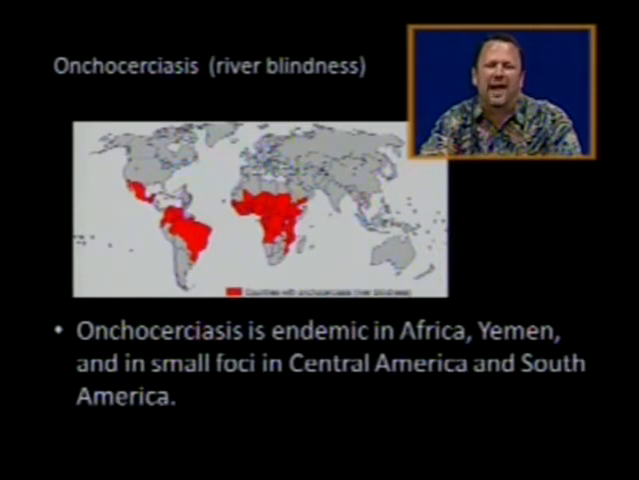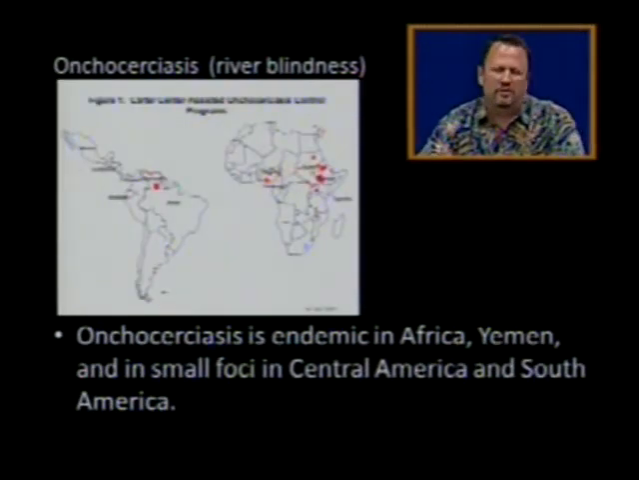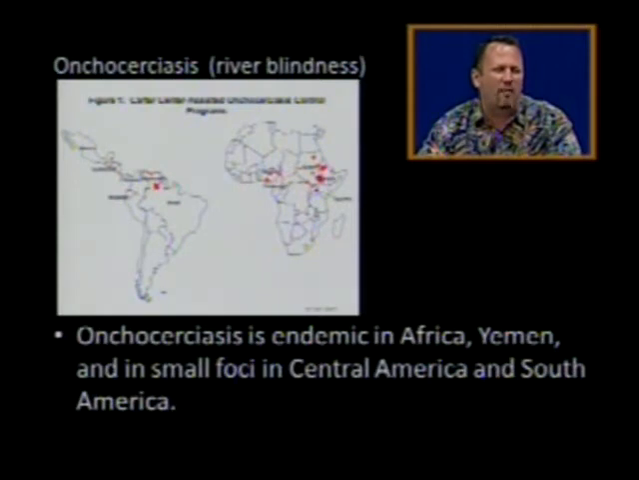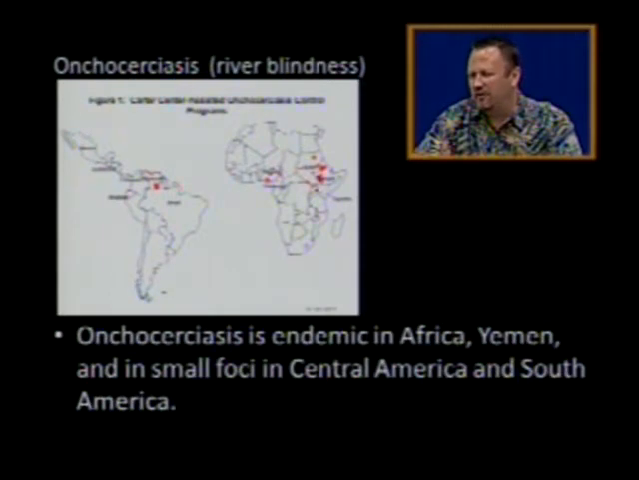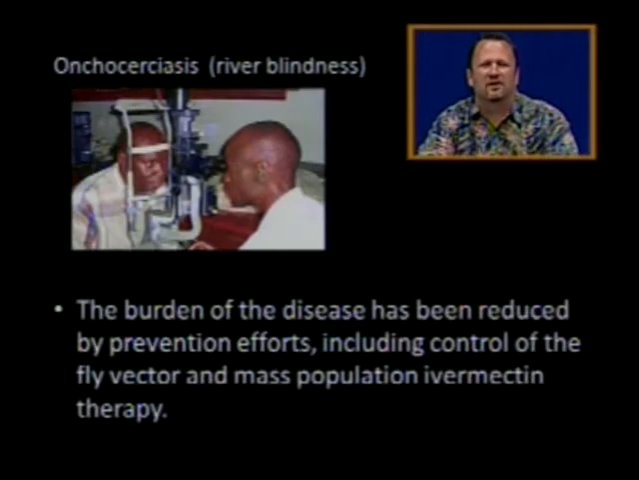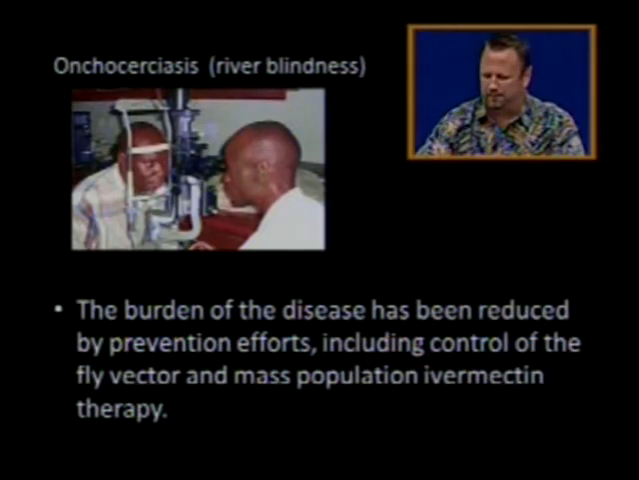Onchocerciasis is endemic in Africa, Yemen, and small parts of Central America and South America. Remember, it stays along rivers, so there's just very small patches in the world where onchocerciasis is endemic. Africa, Yemen, and small foci, or small focuses, small locations in Central America and South America. The burden of the disease has been reduced by prevention efforts, including control of the fly vector, and that's through insecticide, and mass population ivermectin therapy.